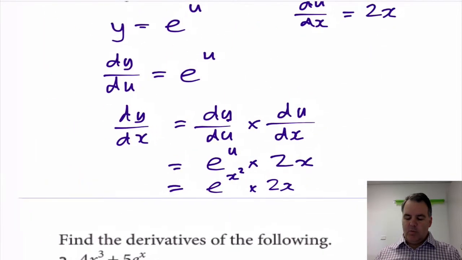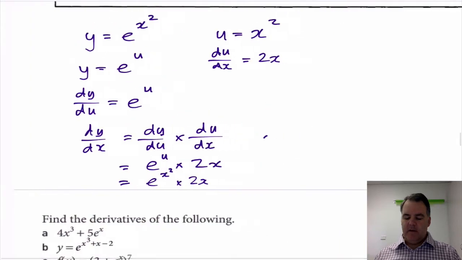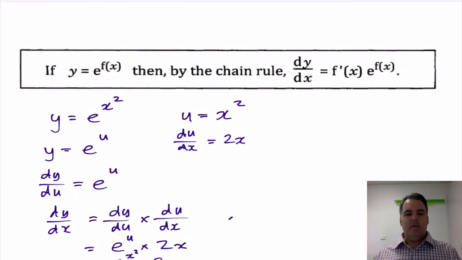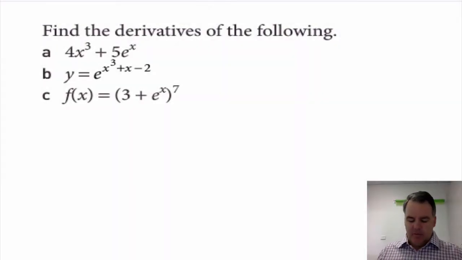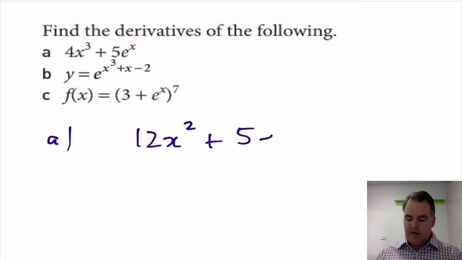I've just done one example there, but hopefully you can see that this formula is valid: when you have e to the f of x, by the chain rule the derivative is e to the f of x times f dash of x. So you write down your original function you were given and multiply it by the derivative of the power. So let's do these basic examples here. For a, find the derivatives of the following functions. The derivative of 4x cubed is going to be 12x squared, plus 5e to the x. The derivative of that is just 5e to the x. The derivative of e to the x is e to the x. We'll leave the 5 there.